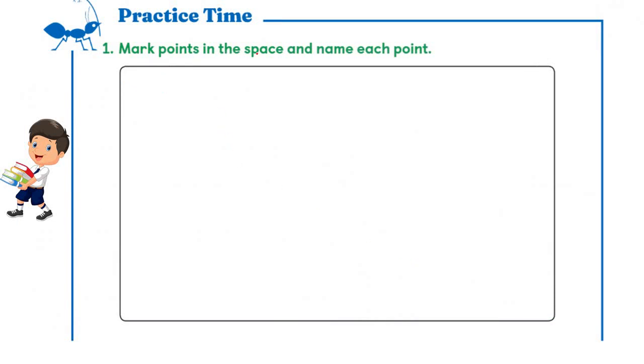Children, here there is a practice time. You have to mark points in the space and name each point. For example, I denoted this point as P and it is read as point P. In the same way, you have to mark many points and name them.